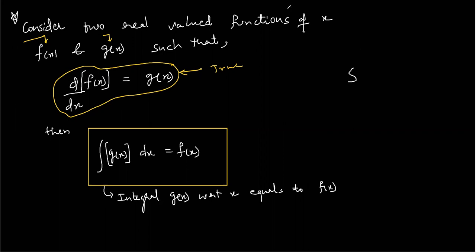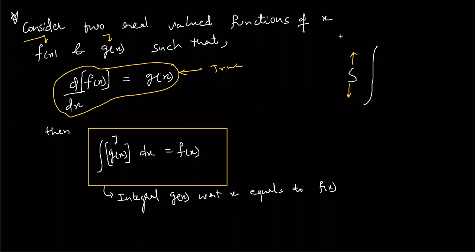But this S, what we are doing is pulling it upward and downward. When you pull that upward and downward, it becomes this, which is known as the integral sign. Integral g of x, inside we have g of x. And this dx indicates what? It indicates with respect to x. Integral g of x with respect to x equals f of x.